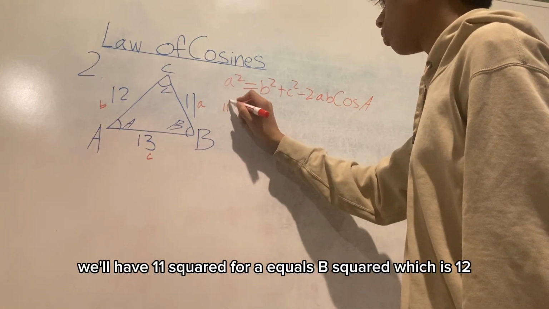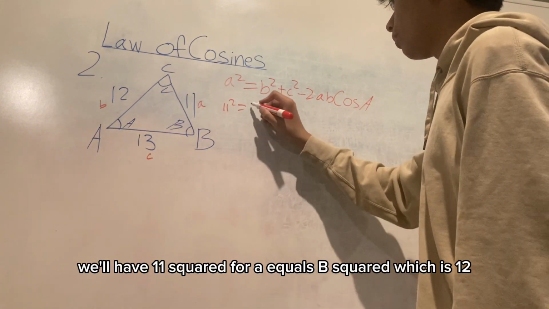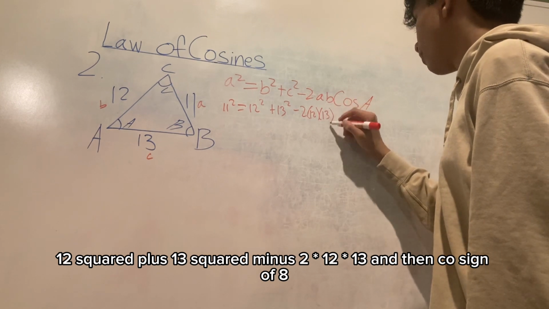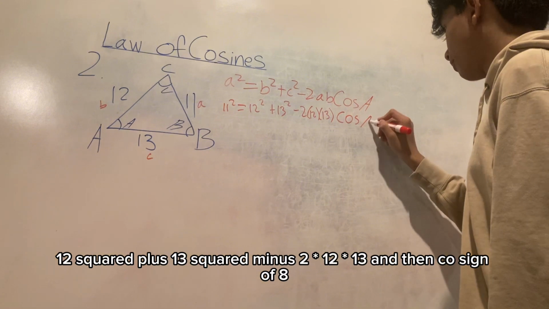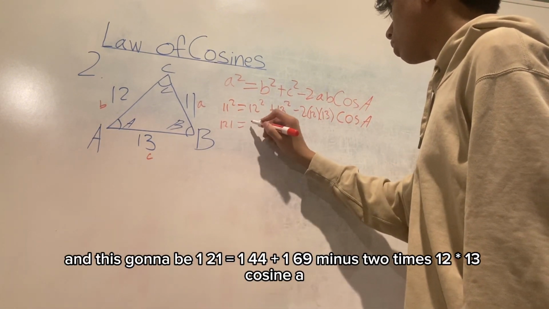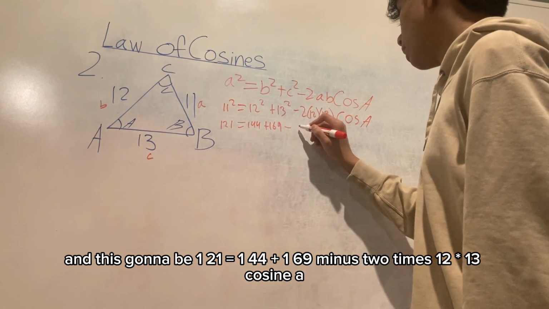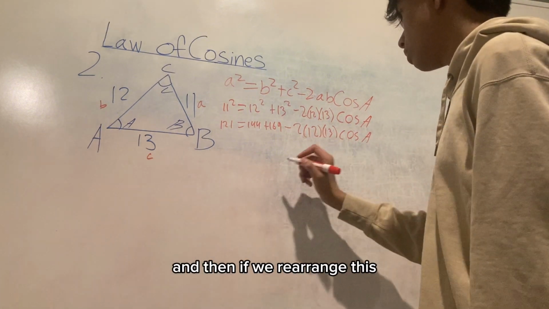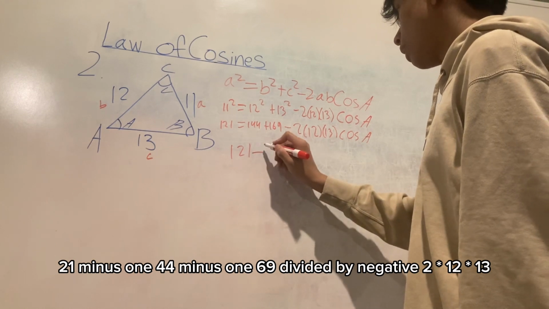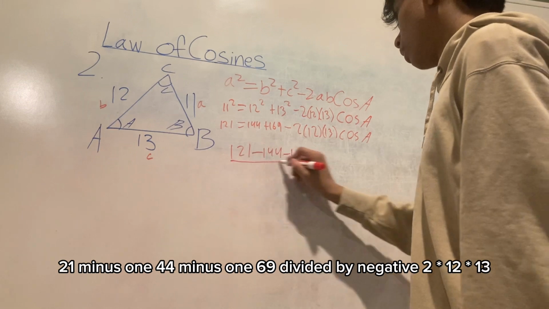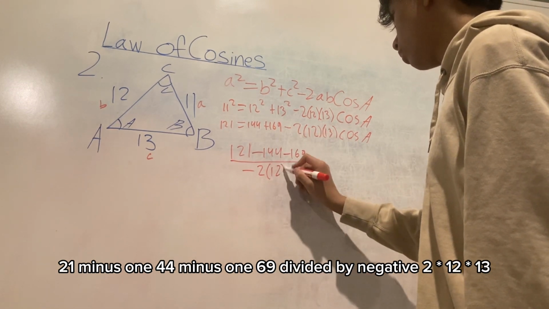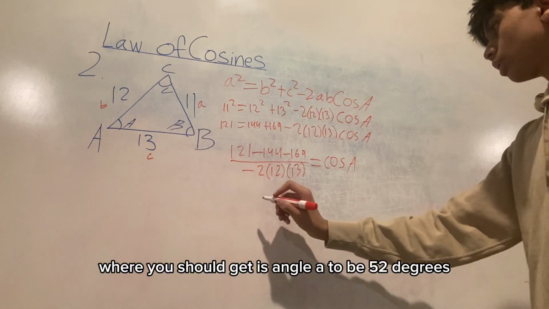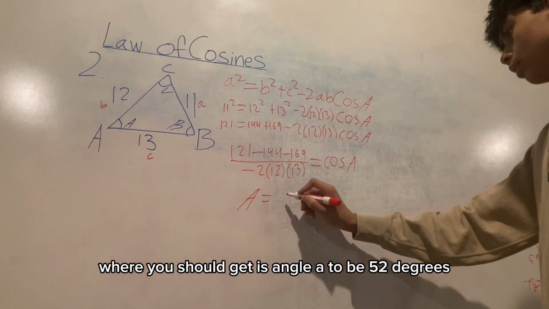So if we plug this in, we'll have 11 squared for A equals B squared, which is 12 squared, plus 13 squared, minus 2 times 12 times 13, and then cosine of A. And this is going to be 121 equals 144 plus 169 minus 2 times 12 times 13 cosine A. And then if we rearrange this, we'll have 121 minus 144 minus 169 divided by negative 2 times 12 times 13, which is equal to cosine A. And then if you plug this into your calculator, what you should get is angle A to be 52 degrees.